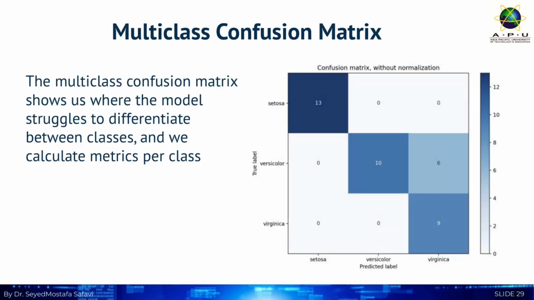The confusion matrix isn't just for yes-no problems. For a multi-class problem, like classifying an image as cat, dog, or bird, the matrix gets bigger. This helps us see which specific classes the model is struggling to differentiate, and we calculate metrics for each class separately.